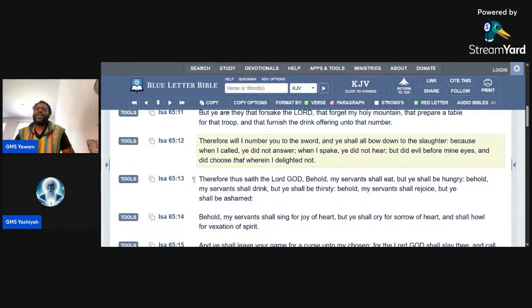So it says, "Therefore I would number you to the sword, and ye shall all bow down to the slaughter, because when I called, ye did not answer. When I spake, they did not hear." They didn't want to hear, because essentially the Lord offered out his hand via the prophets, you see, but 2/3 pulled away the shoulder. It says, "Ye did not hear, but did evil before mine eyes, and did choose that wherein I delighted not."